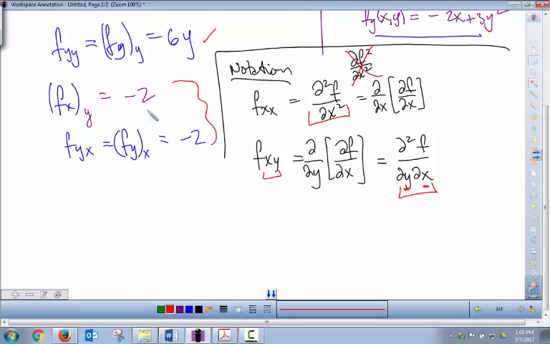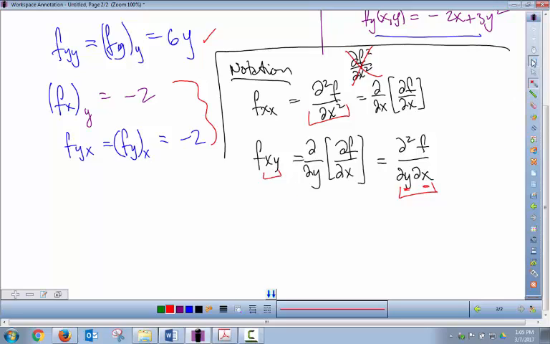That's certainly going to make a difference if f_xy and f_yx are not always equal to each other. Like I said, we're going to explore that in a few minutes, but we have to be careful when you're switching from the Leibniz notation to the subscript notation that your corresponding derivatives are going to be the same. All right?